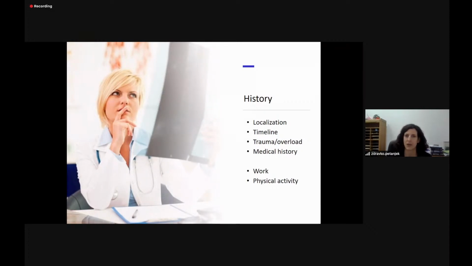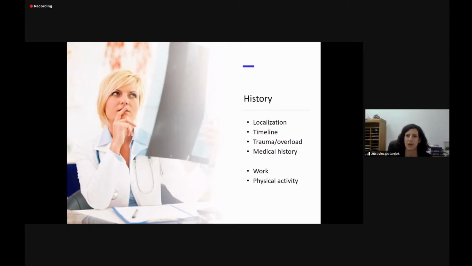You want to know how long this pain has been present. Is it coming and going? Is it always there? Is it worse in the morning, in the evening, or during the night? Because the timeline can give you some ideas about the causes of the back pain. If you have more back pain in the morning, you have to think about rheumatological diseases. If you have more pain during overload, then you have to think about some mechanical reasons.